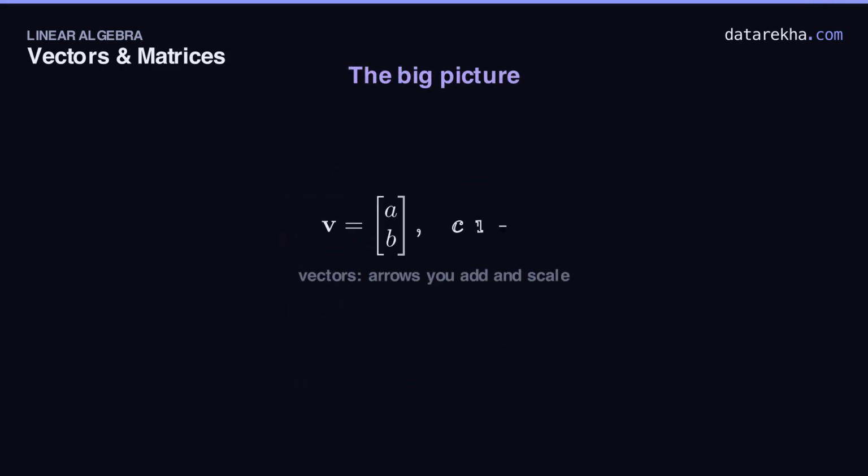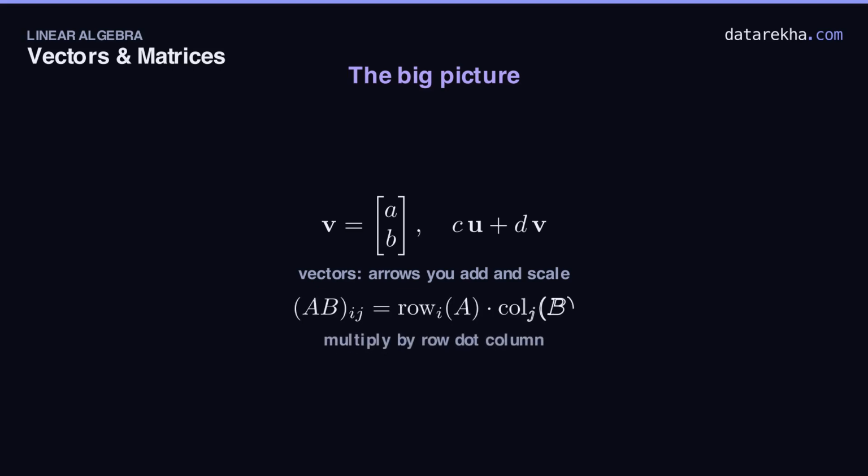Let's pull it together. A vector is an arrow, a stack of components you add tip to tail and stretch with scalars. A matrix is both a grid and a way of moving space. You multiply by dotting each row with each column, and its columns say where the basis vectors land. And guard the two rules that catch everyone. Order matters. AB is not BA, and the transpose of a product flips the order. Hold those, and vectors and matrices are yours.